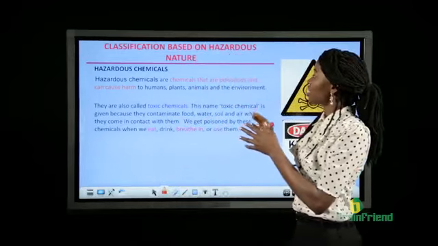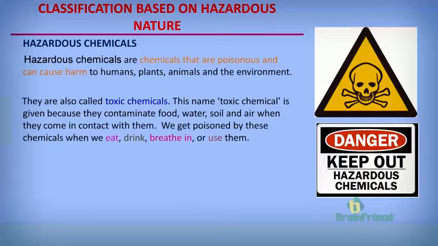Let's look at the next basis of classification. We say they are classified based on their hazardous nature. So based on hazardous nature, we have different group of chemicals. Now, what is a hazardous chemical? A hazardous chemical is a chemical that is harmful or a chemical that is poisonous and can cause harm. Hazardous chemicals cause harm to humans, plants, animals, and even our environment.